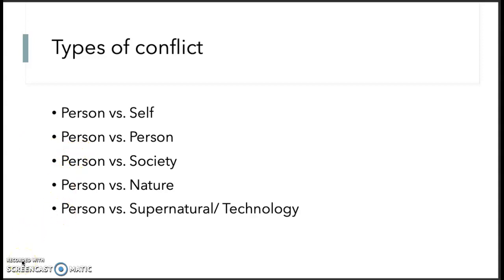Another way that we've been thinking about this, probably since you had me sophomore year, is just the specific types of conflict, numbering them as 5. So you have person versus self, which is that internal conflict, and the rest which are external, which are person versus person, person versus society, person versus nature, or person versus supernatural or technology.